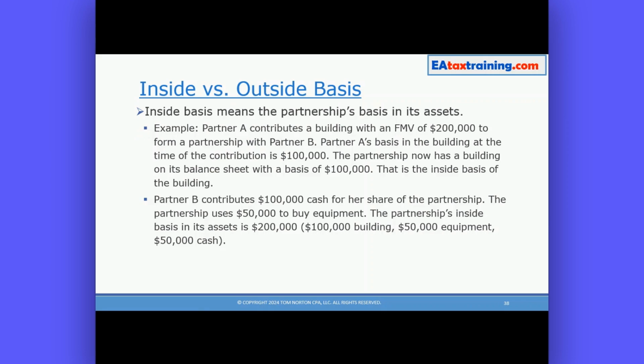Now, partner B contributes $100,000 of cash for her share of the partnership. The partnership uses $50,000 of that to buy equipment, and the other $50,000 is just sitting in the bank. So the partnership's inside basis in its assets is now $200,000. It has the $100,000 building that it got from partner A. Then it has $50,000 of cash that it got from partner B, and it has $50,000 of equipment that it purchased with the cash from partner B. That's the inside basis of the partnership.